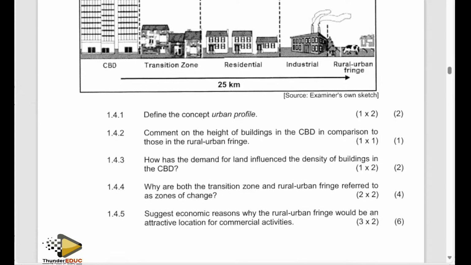Again, it's a concept. You can define it in your own understanding, but it should have the basics of the geographical concept. Simply, I can define it as the side view of a city from the CBD to the outskirts. That's a simple definition. It's a side view of a city from the CBD to the outskirts of the city, like what you are seeing here.